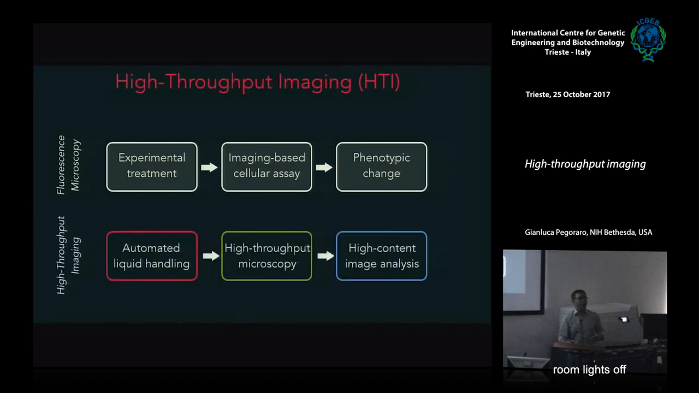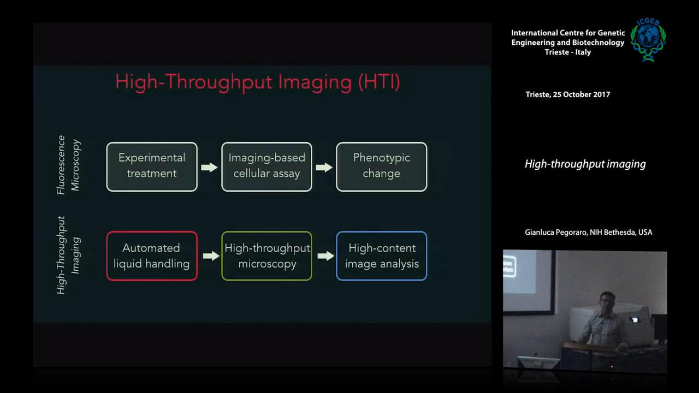What high-throughput imaging really brings to the table is the use of automation at every step of the process, starting from automated liquid handling for the dispensing of experimental treatments, to the use of high-throughput microscopes for automated image acquisition, and of course, all the way to the end, to the use of high-content image analysis for the automated processing of tens of thousands or hundreds of thousands of images.